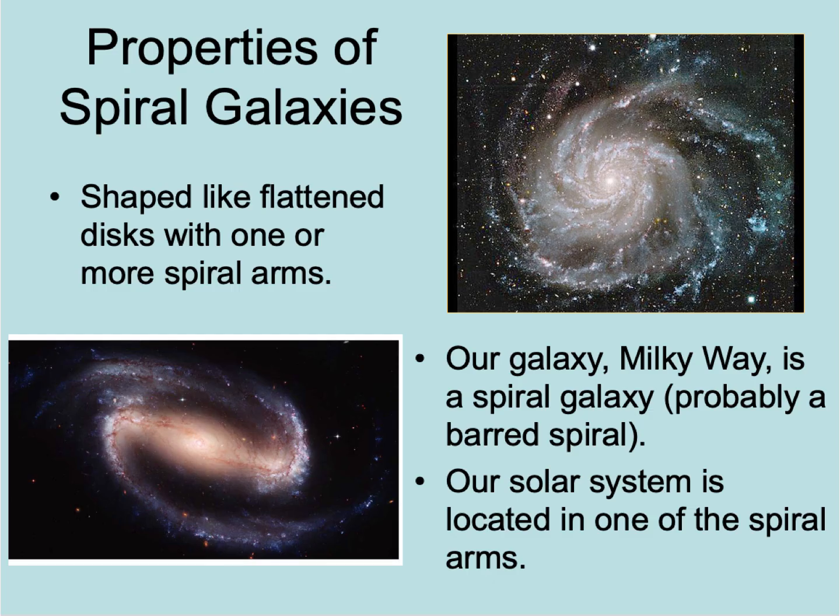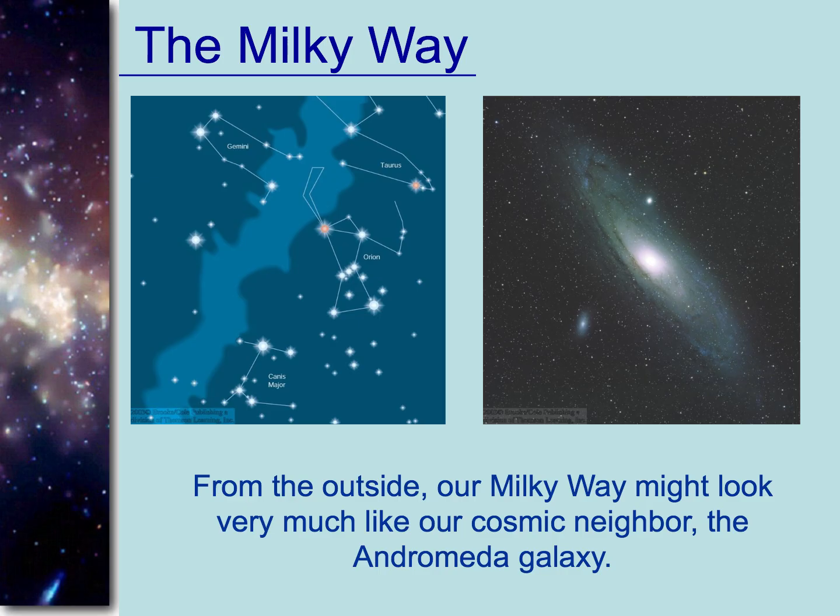Spiral galaxies are flattened disks with one or more spiral arms. Our Milky Way is a spiral, and more specifically, probably a barred spiral. Our solar system is located in one of the spiral arms. Our Milky Way seems to be a spiral-shaped galaxy, similar to Andromeda pictured on the right. Andromeda is the closest large galaxy to our own. When we look towards Orion, seen in the sky map, a lighter strip shows us the location of one of the Milky Way's spiral arms.